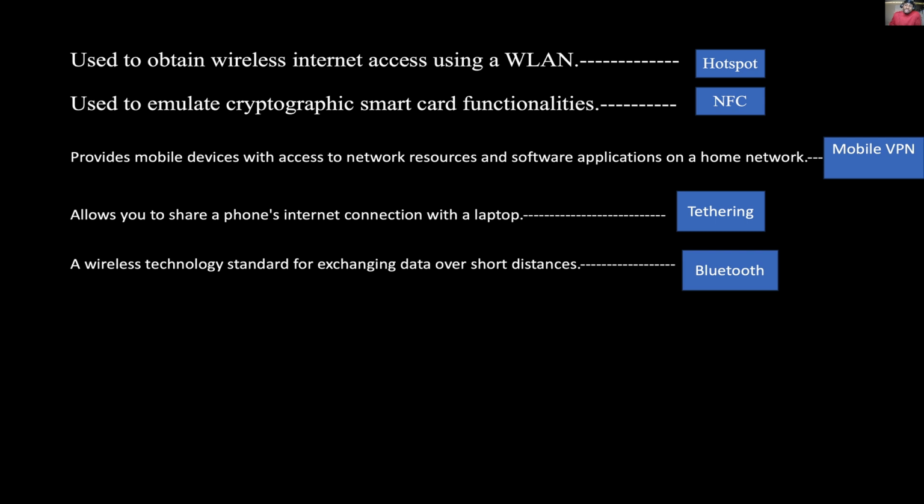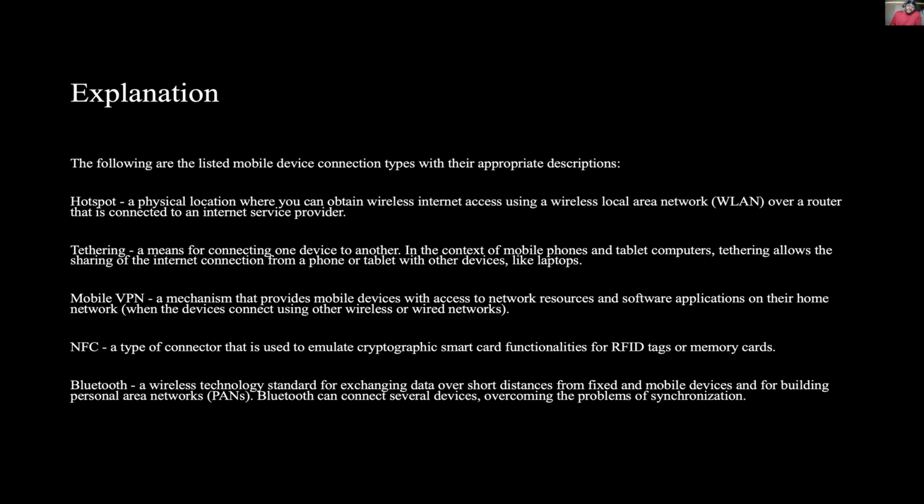So let's see the explanations. The following are the listed mobile device connection types with their appropriate descriptions. Hotspots: a physical location where you can obtain wireless internet access using a wireless local area network, WLAN, over a router that is connected to an internet service provider.